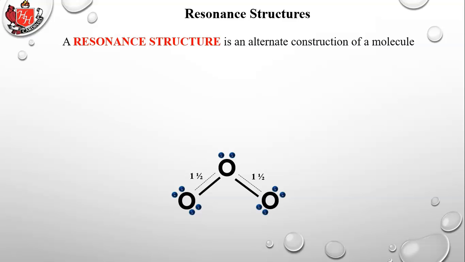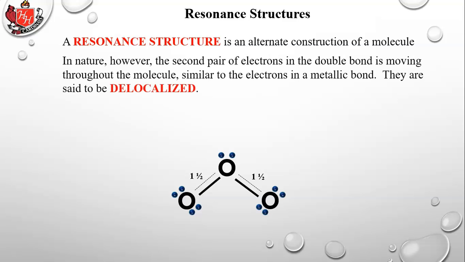A resonance structure is an alternate construction of a molecule. In nature, however, the second pair of electrons in the double bond is moving throughout the molecule, similar to the electrons in a metallic bond. They're kind of buzzing all around in between those oxygens. So they're said to be delocalized.